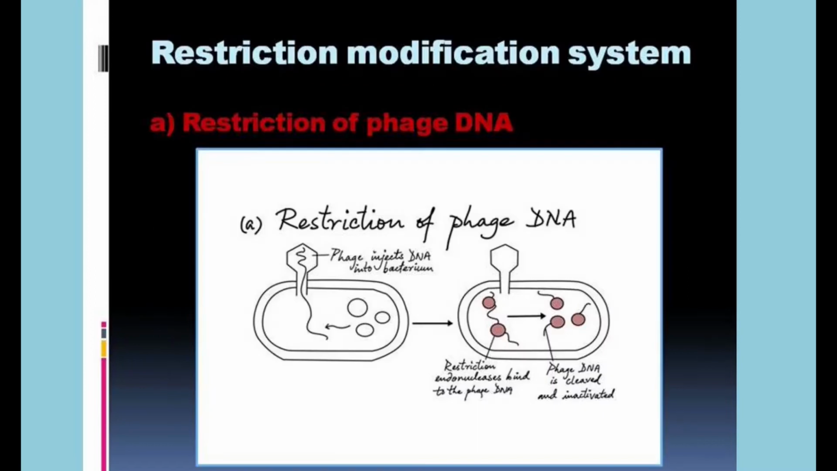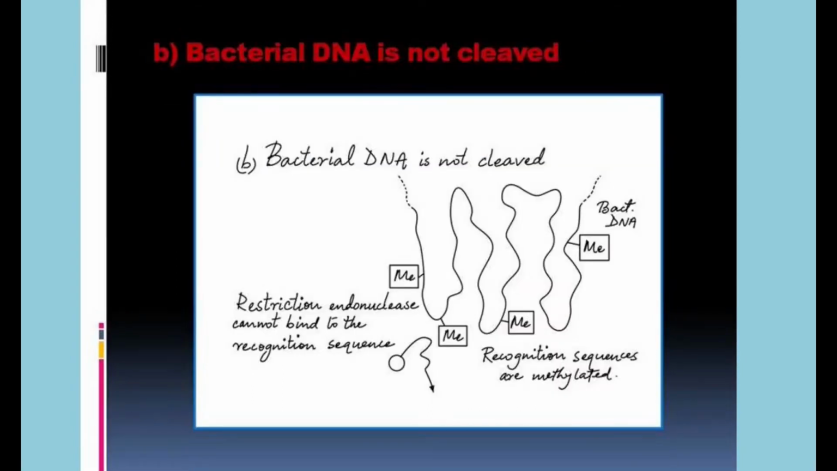In the restriction modification system, the first is restriction of phage DNA, and here the phage injects the DNA into the bacterium, where restriction endonuclease binds to the phage DNA, and the phage DNA is cleaved and then inactivated. And the second, if the bacterial DNA is not cleaved, then the restriction endonuclease cannot bind to the recognition sequence, and the recognition sequences are methylated.